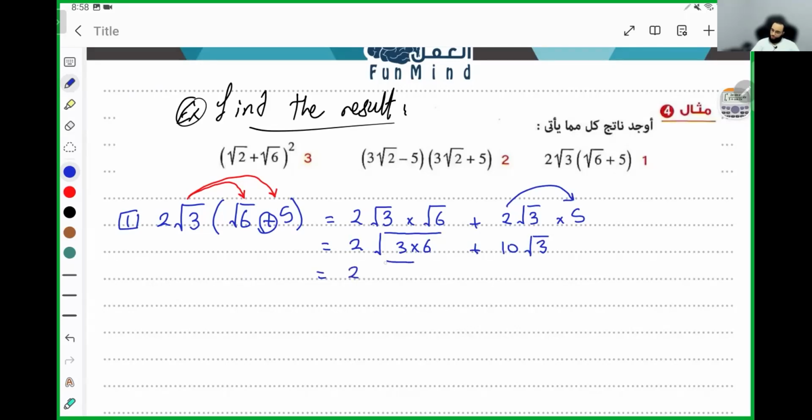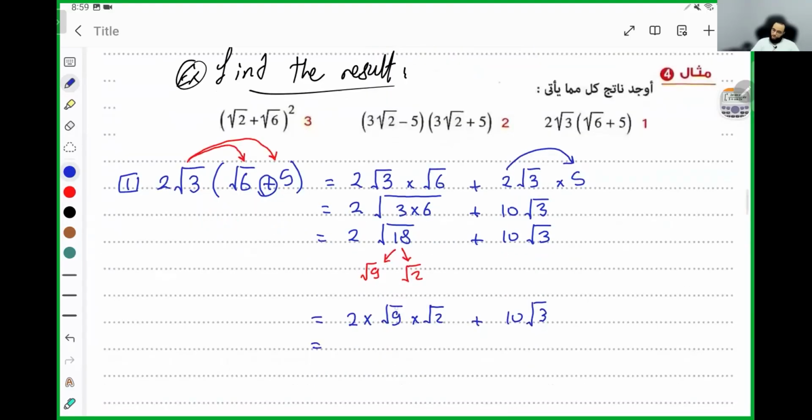And right now it's 18. We can decompose 18 to root 9 times root 2. So it's 2 times root 9 times root 2 plus 10 root 3. Root 9 equals 3. 2 times 3, 6 root 2 plus 10 root 3.